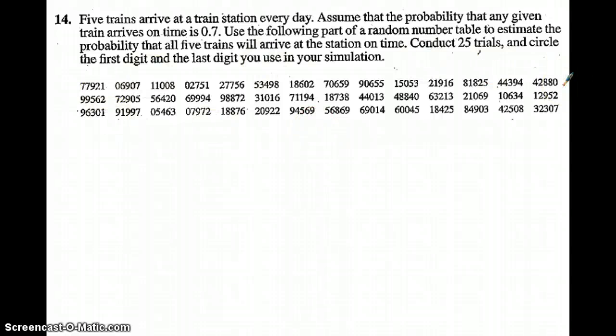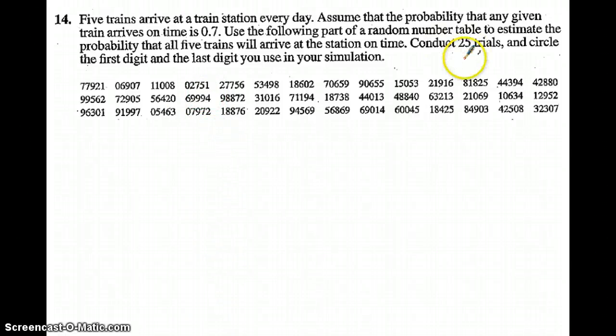So they want us to think about trying to see if 5 trains are going to arrive on time. The probability that it arrives on time is 70%. That's really low. It's way worse than the airlines. And notice how these are organized into little packets of 5. I think that's because they want you to let those 5 numbers represent 5 trains, and let's see which ones are going to show up on time. I don't know why they say circle the first digit and the last digit used in your simulation. I'm just going to pick a random group of 25 of these little sets.